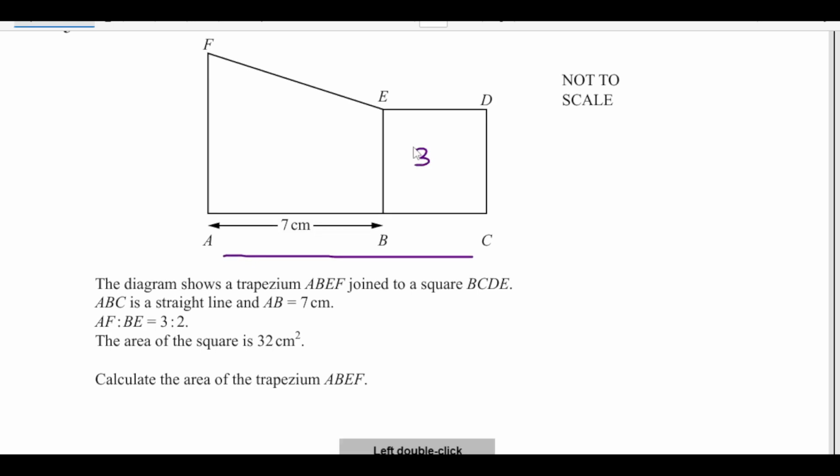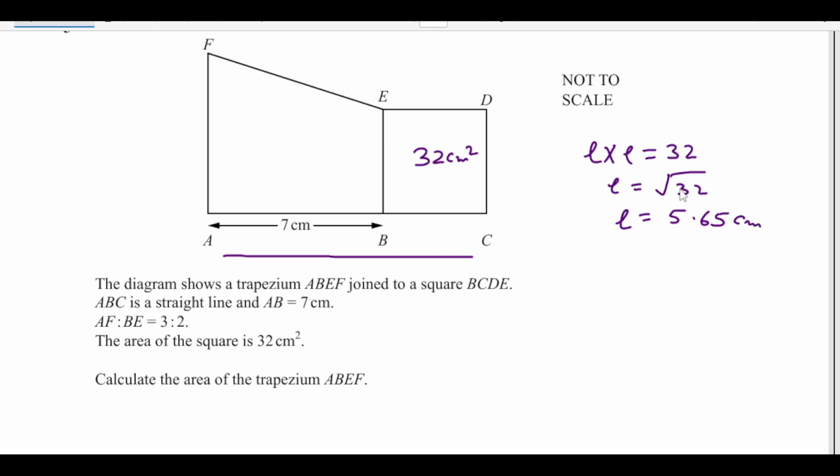So, the area of the square is 32 centimeter squared. As we know, the area of a square is side times side. So, L squared is 32, so L is going to be the square root of 32, and when I calculated this, it is 5.65 centimeters, right. So, this is the value of L, that means one side. So, if this side is 5.65, this is also going to be 5.65 because this is a square.